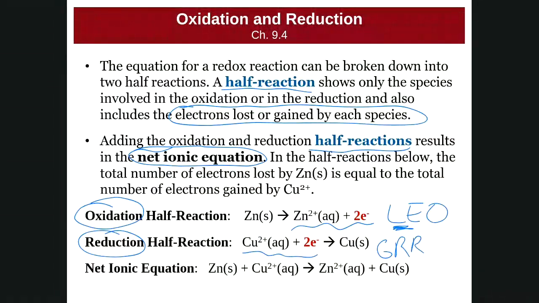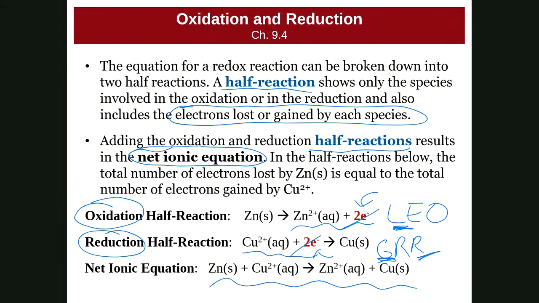So gain of electrons, this is the reduction half reaction. So for the oxidation, the electrons are a product. For the reduction, the electrons are a reactant. But when we add them together, they're just like our spectators. They're the same on both sides of the equation, so they don't show up in our net ionic equation.